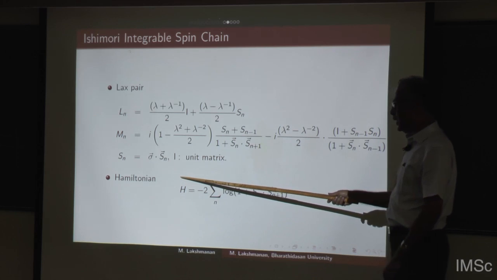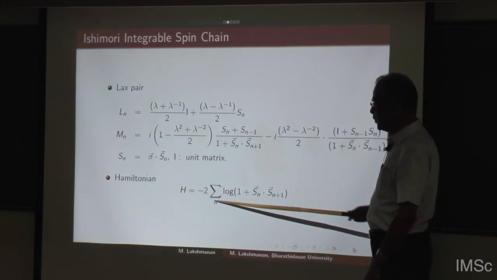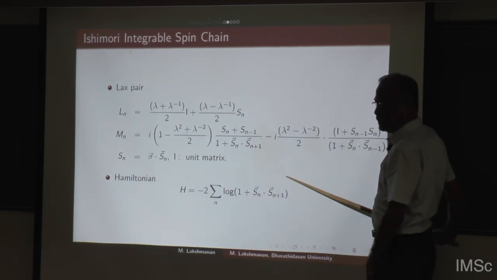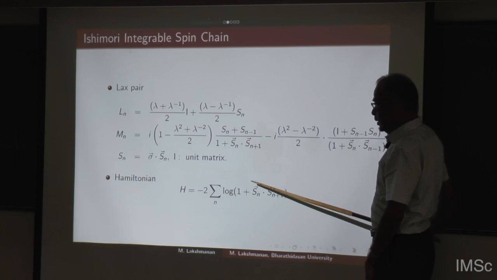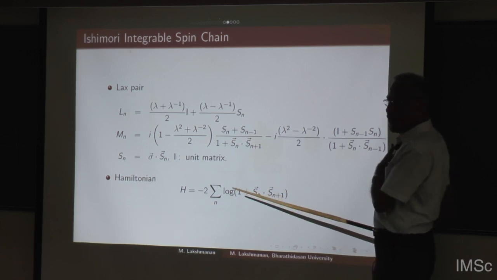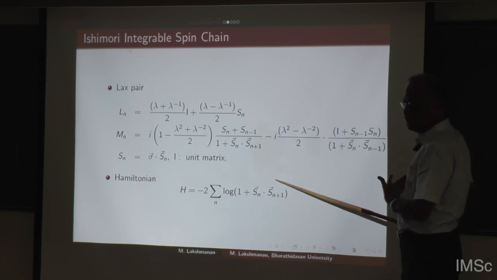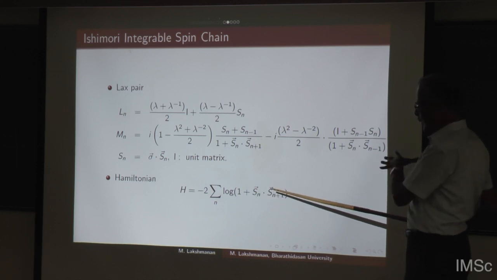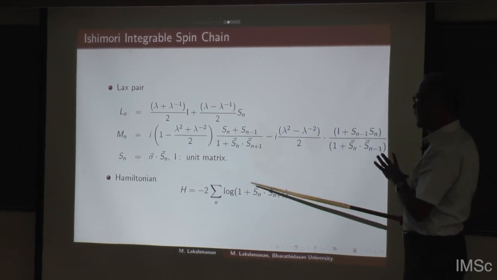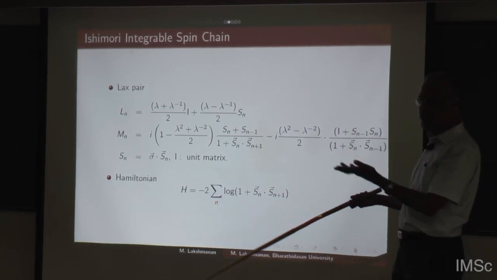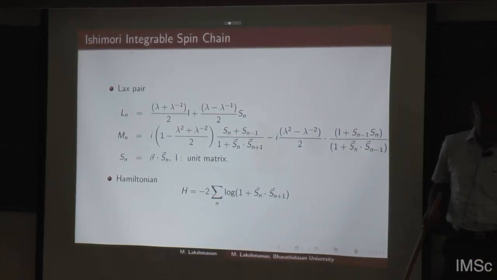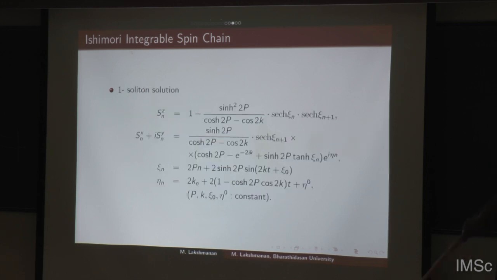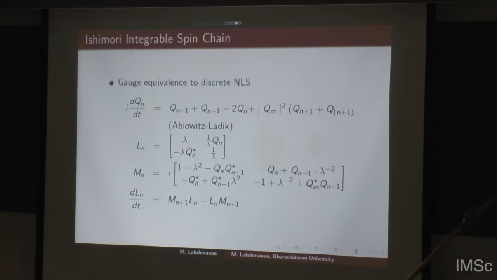But the interesting point is that this system corresponds to a Hamiltonian not of Sn dot Sn+1, but log of (1 plus Sn dot Sn+1). It's not polynomial, but if you expand this, the first term is Sn dot Sn+1. That is the Heisenberg spin chain. But if you couple the higher order terms in this particular fashion, then the system becomes integrable. So that's the way the spins behave. So you have the exact solutions and so on. There are a lot of interesting properties.